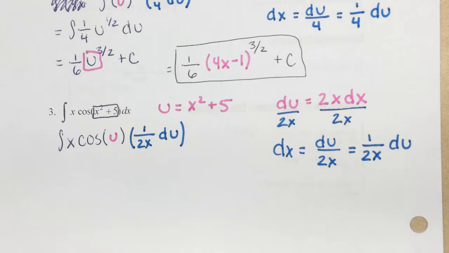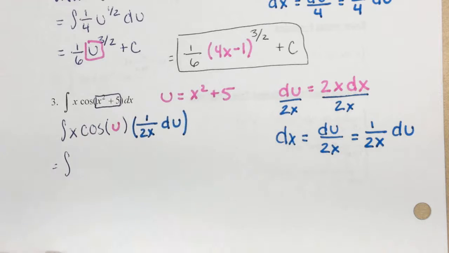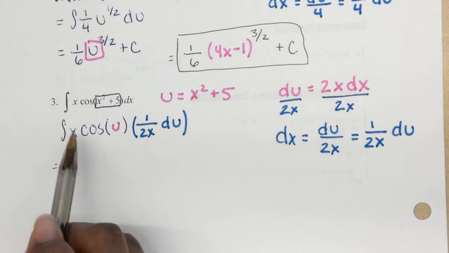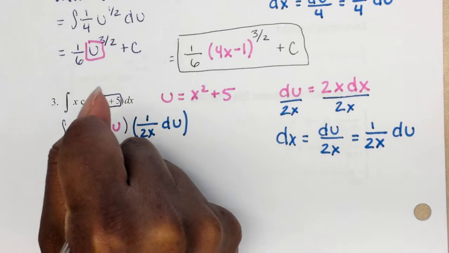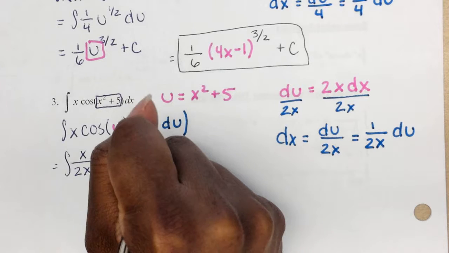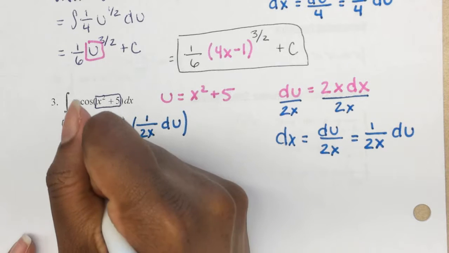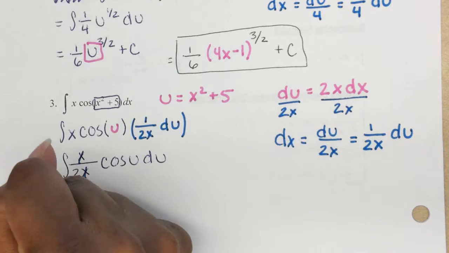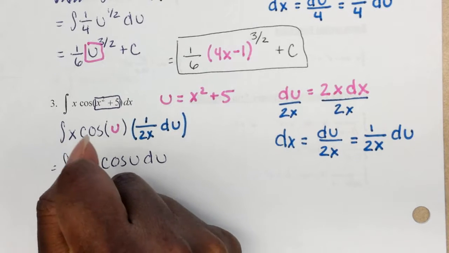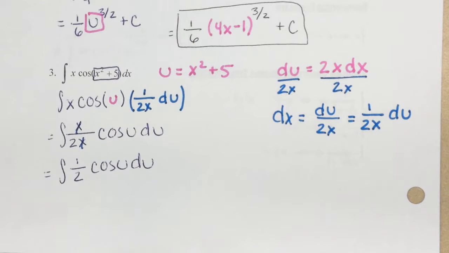And if I rewrite this, I get the integral of x times 1 over 2x cosine u du. And what happens here is that this x will cancel with this x. And I'll be left with the integral of 1/2 cosine u du. So now my x is gone, right? I canceled it out using the derivative of my u function.